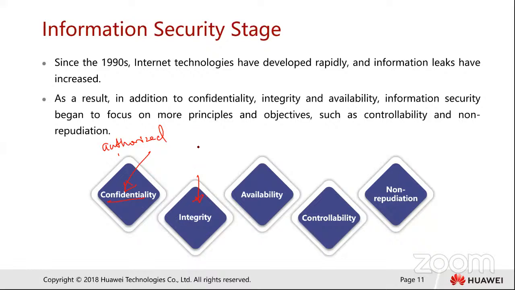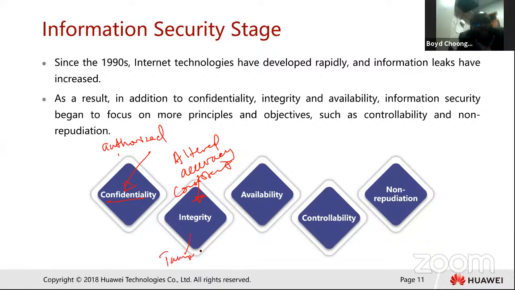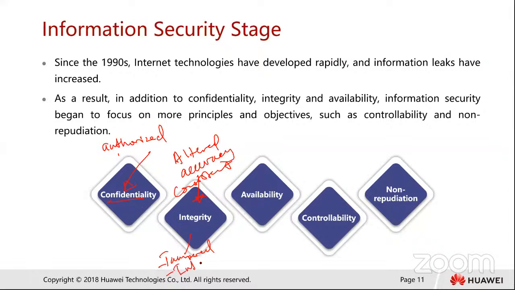We also looked at integrity. What did we say that integrity does? Integrity ensures that data remains in a meaningful state. It should not be altered anyhow. Altered or modified. Accurate, yes. Consistent. And on integrity, we also said the information should be true. It shouldn't be tampered with for it to be integral. Intact. It should be intact. Okay.